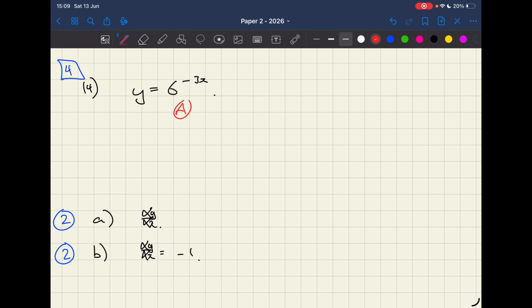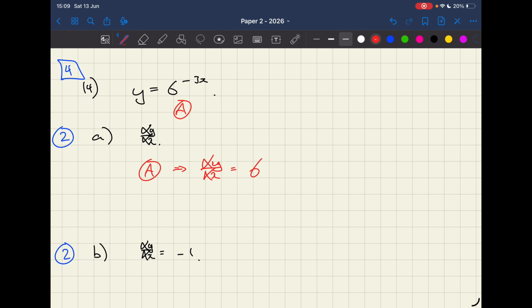Call this fact A. What's fact A going to tell us? Let's actually do the question. So fact A tells us that when we differentiate, what do we get? Well, when you've got a base that's not e, we still get the same thing out. It's going to be normal 6 to the power of minus 3x. You're times by the minus 3 because of the power at the top. But where it's not e, it's 6, we need to times by the natural log of 6. So that should be good.